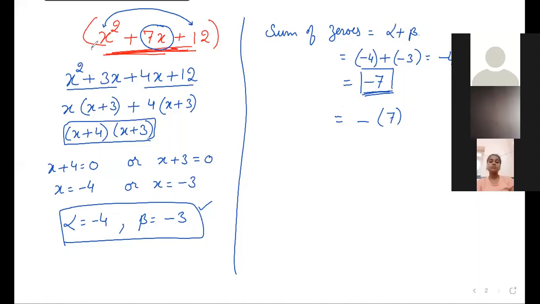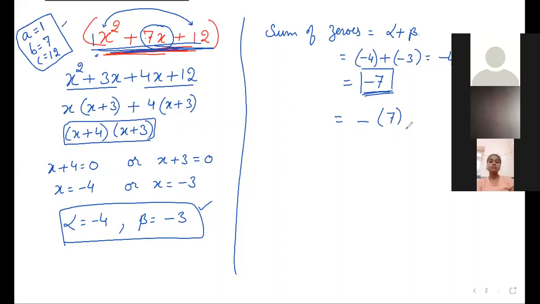And if you come back to the first step, that is the polynomial which is given. Here in this polynomial, what is A, what is B, and what is C? Sir, A is 1, B is 7, C is 12.